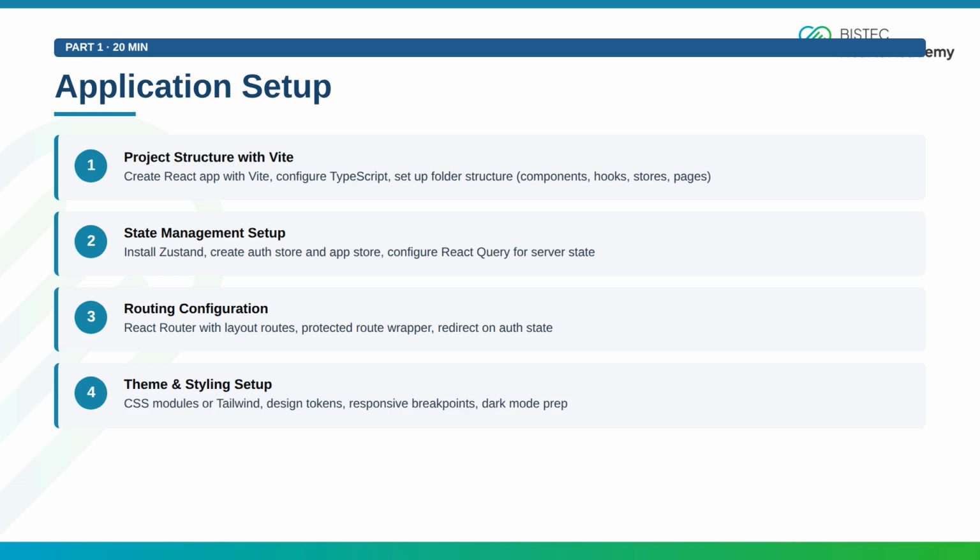Set up layout routes and create a protected route wrapper that redirects to login if the user isn't authenticated. Fourth, theme and styling. Set up your CSS approach, CSS modules or Tailwind, and define your design tokens. Make sure you're thinking about responsive design from the start. Don't spend more than 20 minutes here. This is scaffolding. The real work is in the features.